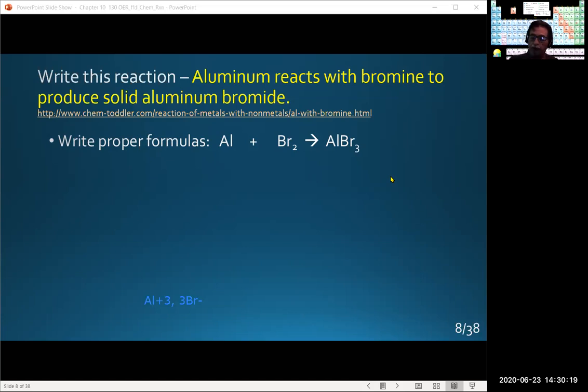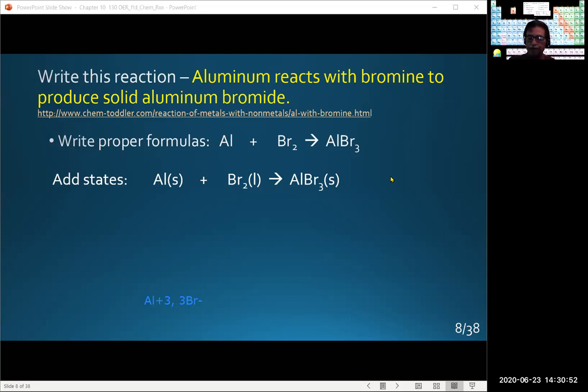Then we want the physical states. We know that aluminum is a solid, based on that periodic table we had, which shows all the solids, liquids, and gases. We know from that table that bromine is a liquid. And we know that aluminum bromide is a solid because it gave it to you in the word problem, solid aluminum bromide. Remember, there's only 2 liquids of all the elements, mercury and bromine.